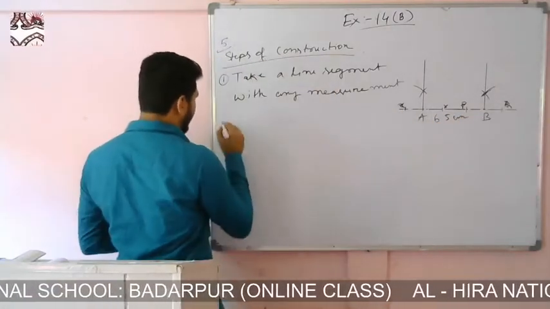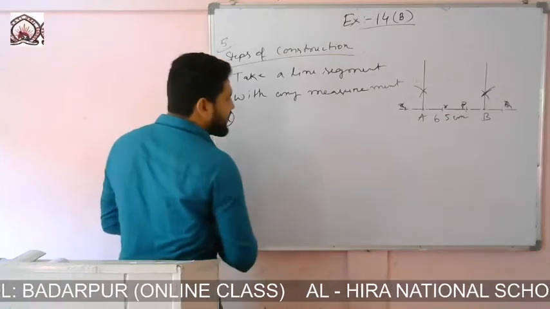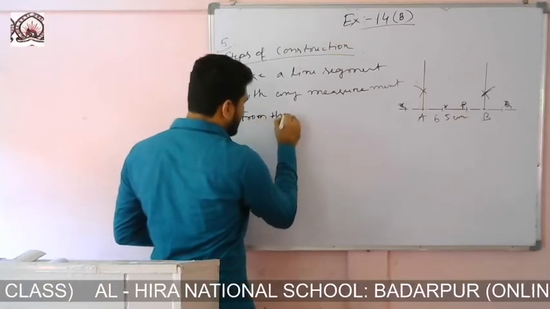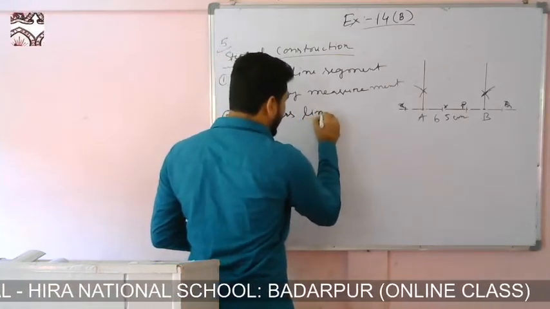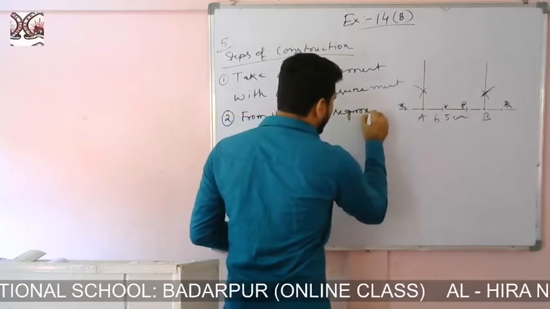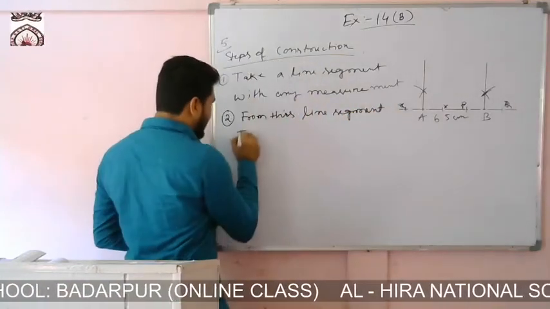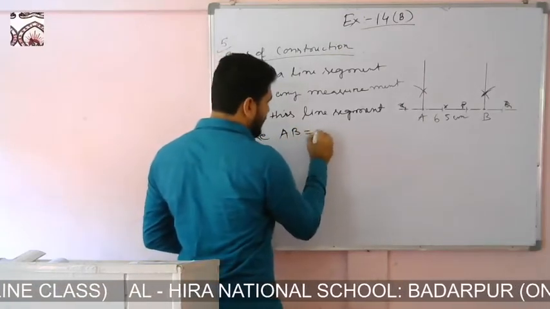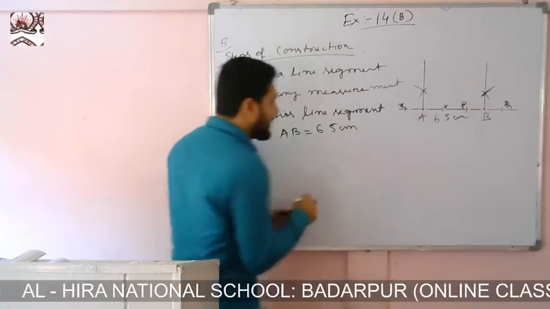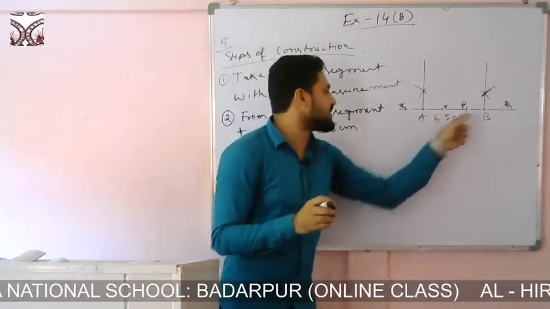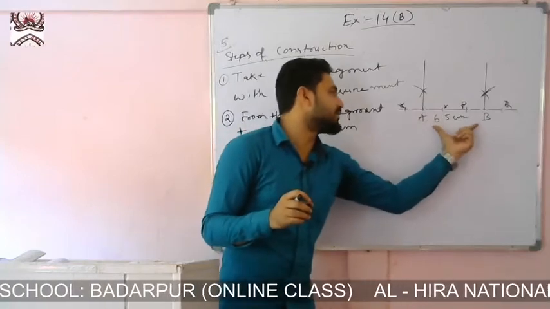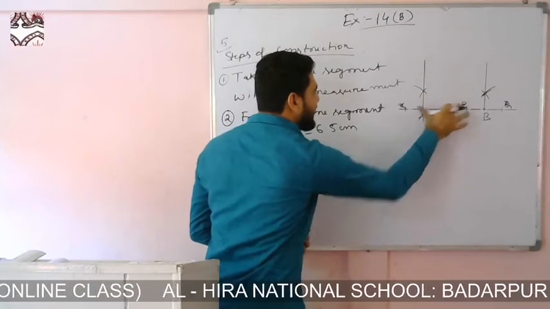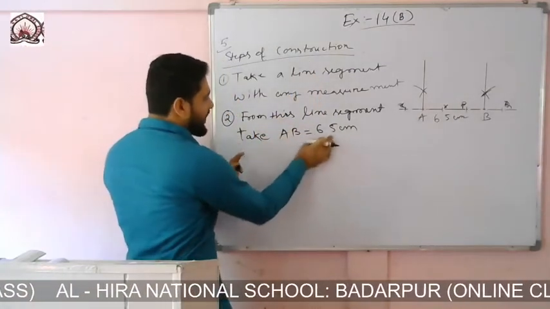Number 2: from this line segment, take AB equals 6.5 centimeter. As earlier, from this line segment take AB equals 6.5. That means from this line segment you take the measurement from A to B, the distance 6.5 centimeter.